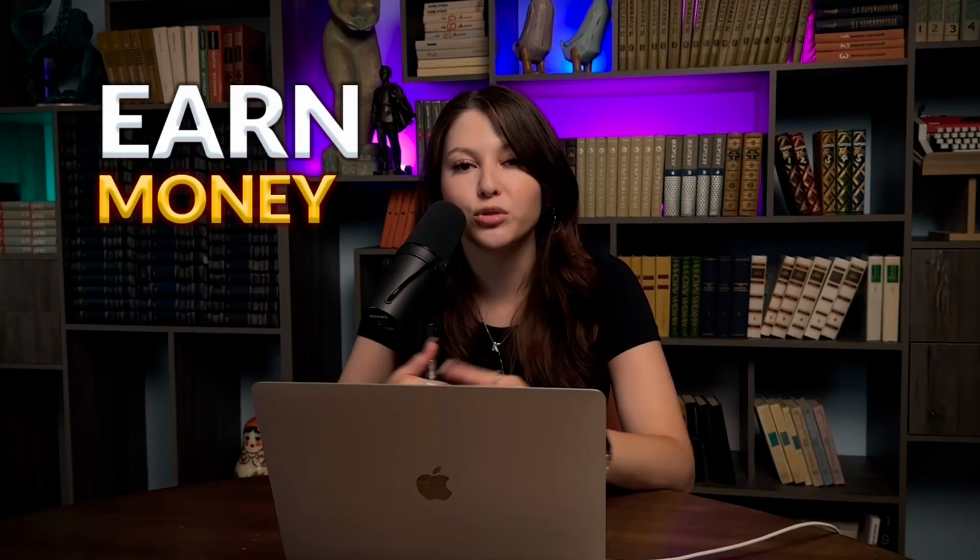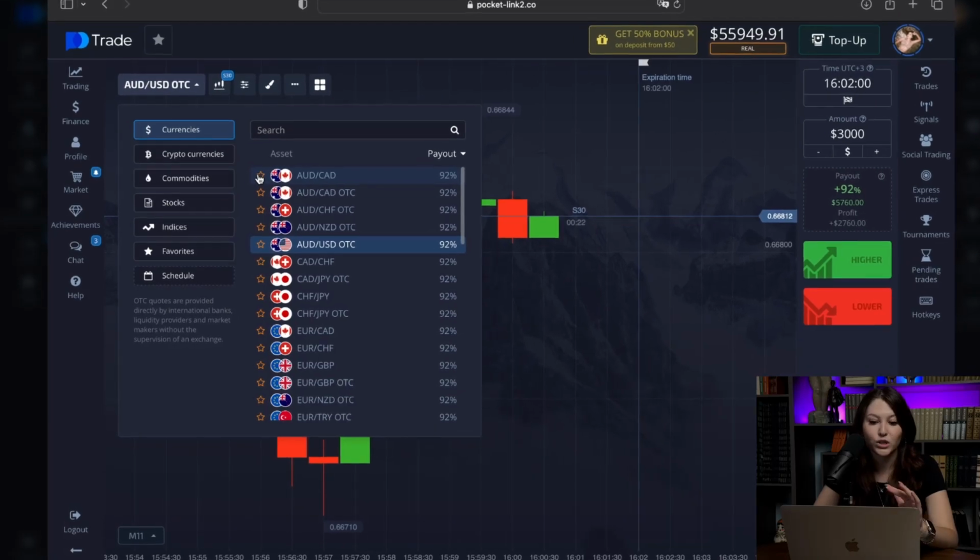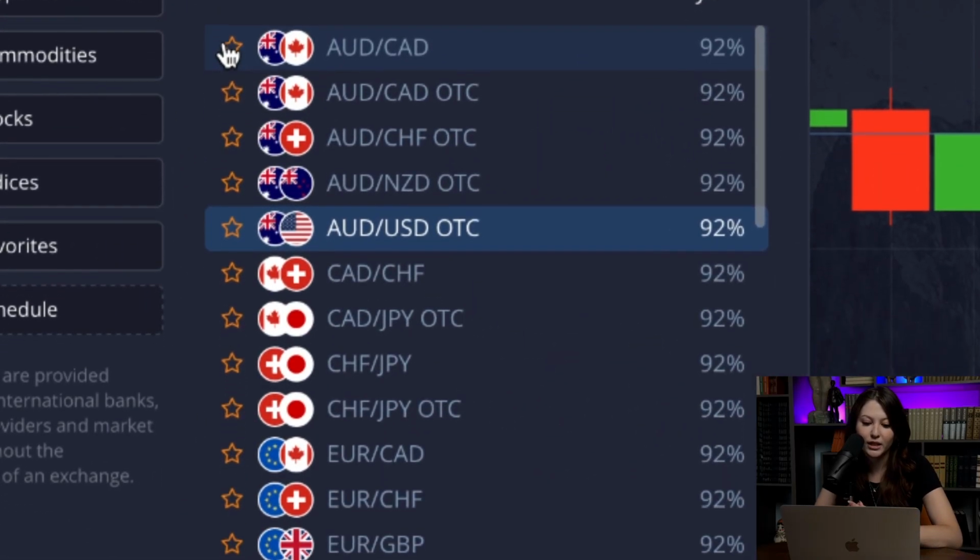options or Pocket Option platform. And today I'm gonna explain how to easily earn money when you've just started. As usual, we're gonna choose the assets with the biggest payout. You should be careful with that because sometimes the payouts change and you don't pay attention to that, but you 100% should pay attention to that.